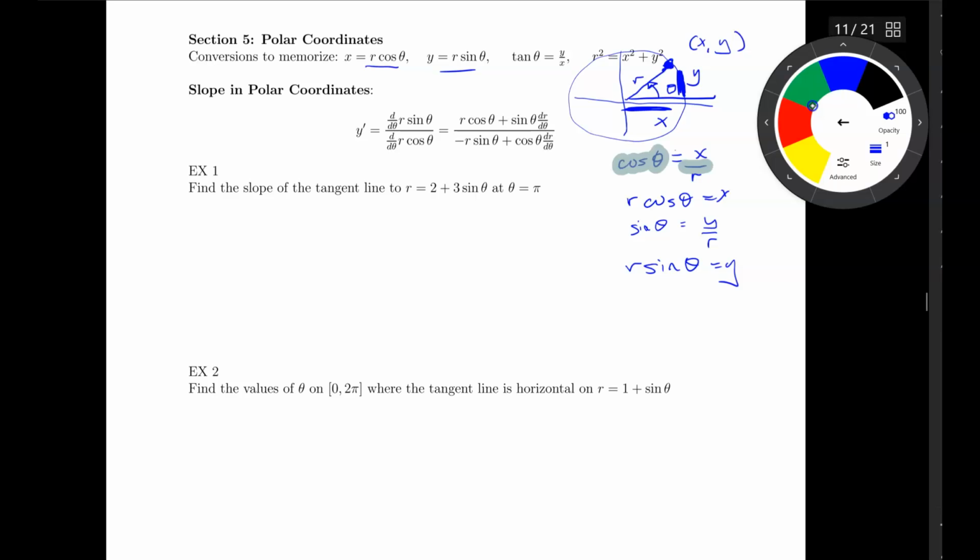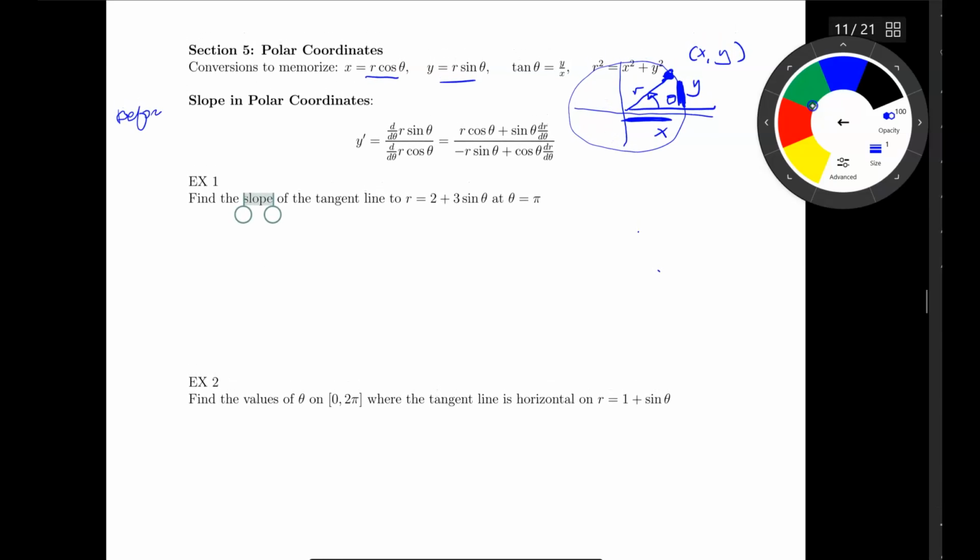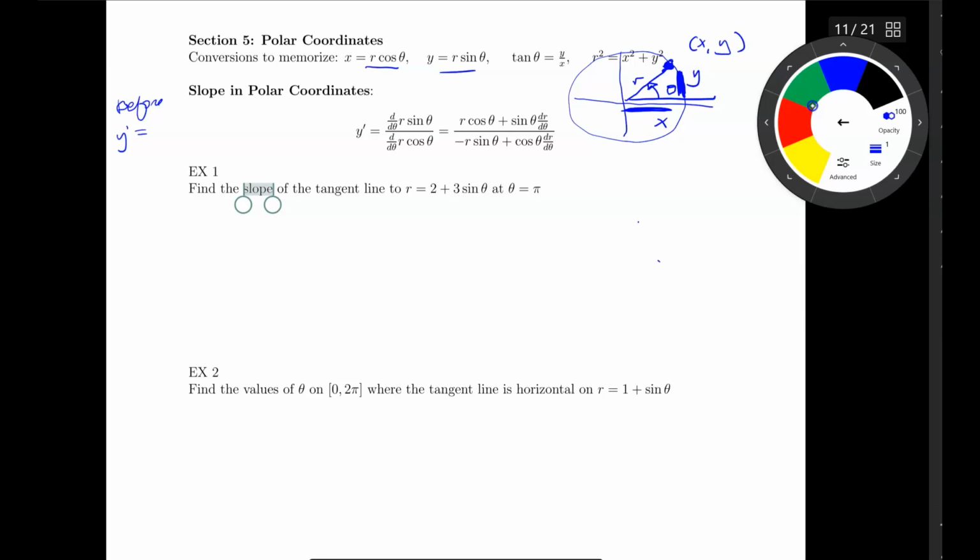Okay, so let me get rid of all this. This is just giving you a little bit of development. I'm sure you've seen this before in pre-calculus. Okay, so we want to find the slope in polar coordinates. So just like before, when we wanted to find y prime in parametric equations, we took the derivative with respect to t of y and the derivative with respect to t of x. So now we're going to take the derivative with respect to theta of the y and the derivative with respect to theta of the x.